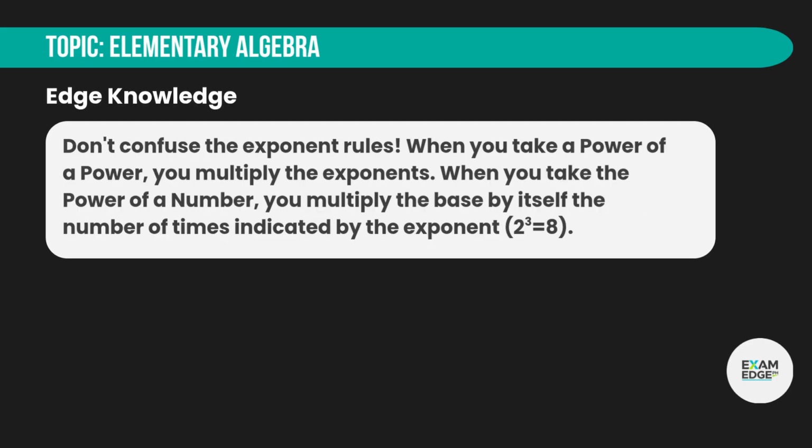Edge knowledge. Don't confuse the exponent rules. When you take a power of a power, you multiply the exponents. When you take the power of a number, you multiply the base by itself the number of times indicated by the exponent. 2 cubed equals 8.